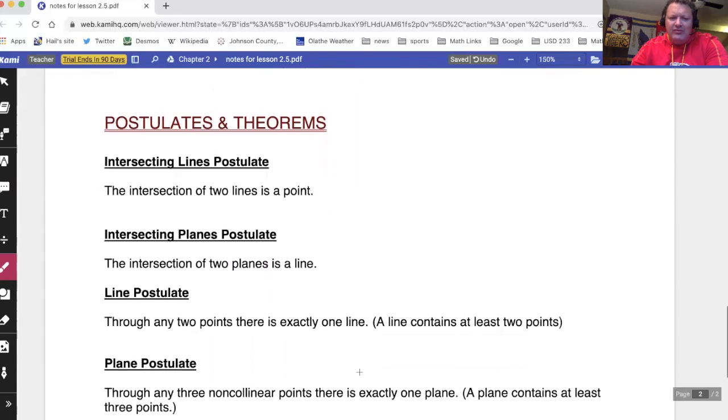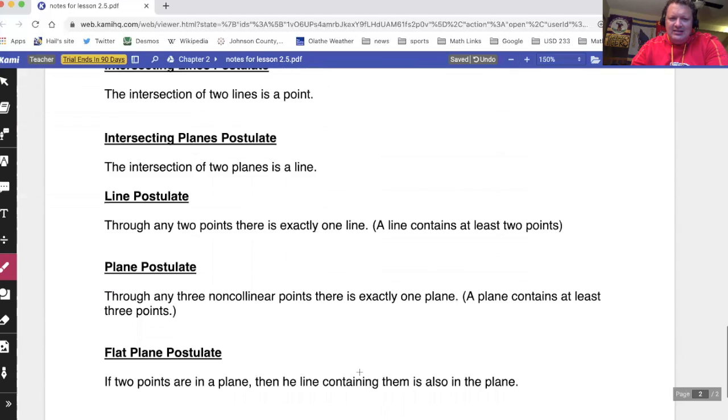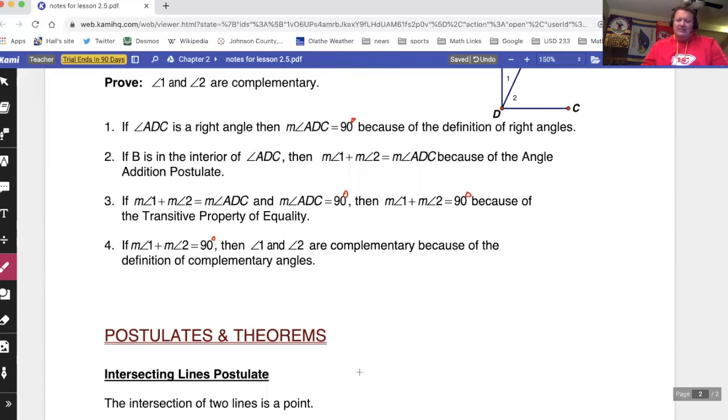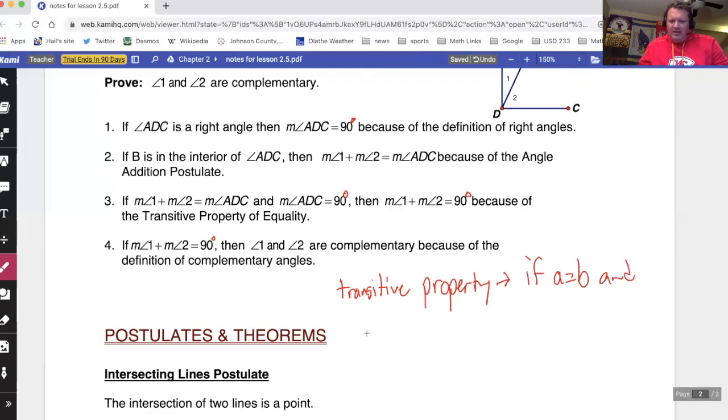Okay, the last thing we've got for you today is several postulates and theorems. As a matter of fact, I mentioned a property up here. I'm going to go ahead and write it out for you. I think it's worth adding in just in case you're a little rusty on this. If A equals B and B equals C, then A equals C. It's sort of just a logical process. I think it probably makes common sense to you.